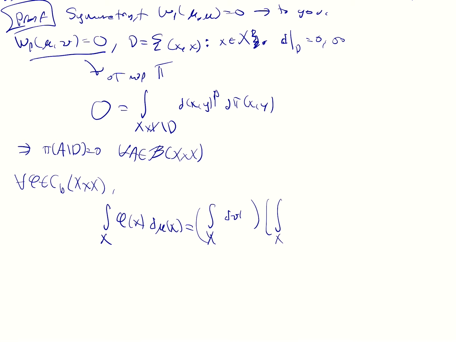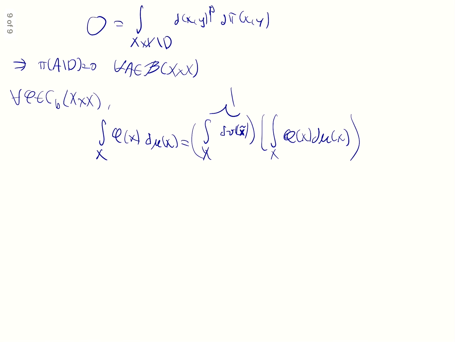Let's call this y. Call this x tilde. Phi of x d mu of x. So this is, because this is equal to 1, right? Because nu is a probability measure. So this is just Fubini's theorem. So this is Fubini: phi of x d mu of x d nu of x tilde.